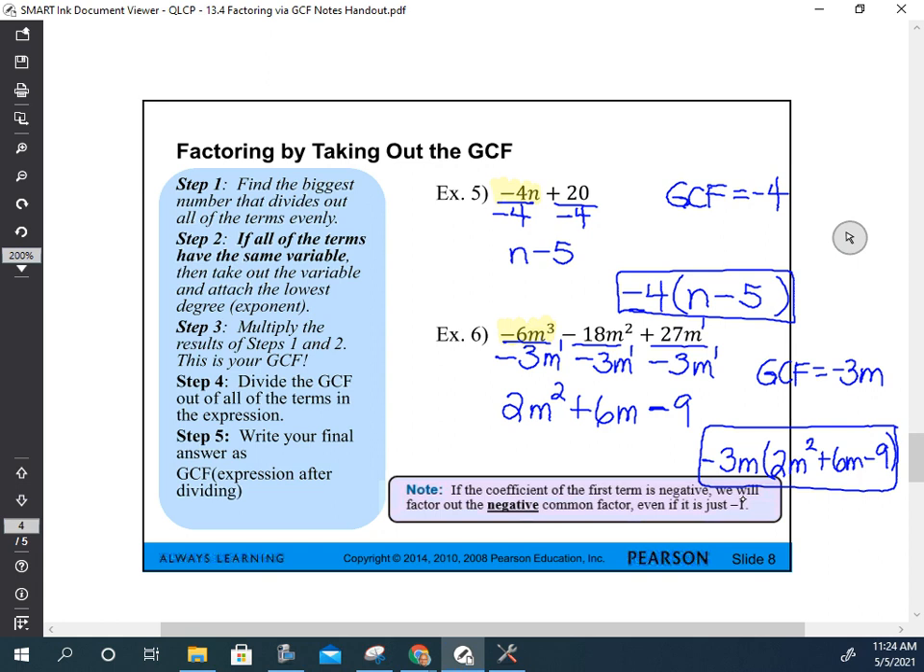Negative 3m, parentheses, 2m squared plus 6m minus 9. Now, for right now, this is as far as we'll go. On Friday, when we do MAF, this part in parentheses can be taken down some more. So in Algebra 1, you learn how to work with two numbers that multiply to this and add to this. That's called MAF. So that's what we'll be looking at on Friday.